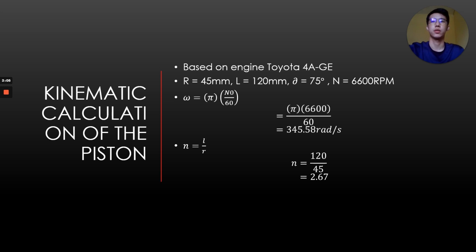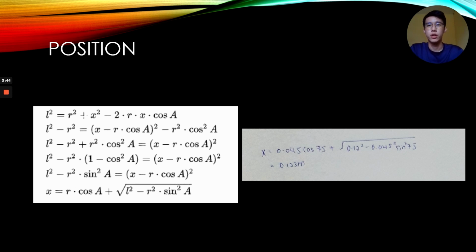Okay, so next, last but not least, our kinematic calculation of the piston. Based on our group engine, which is Toyota 4AGE, we have a connecting rod length of 0.12 meter, crank radius of 0.045 meter, an angle of 75 degree, and power at 6600 RPM. So by substituting the values we have, we could get a rotational speed of 345.58 radian per second and the ratio of 2.67.